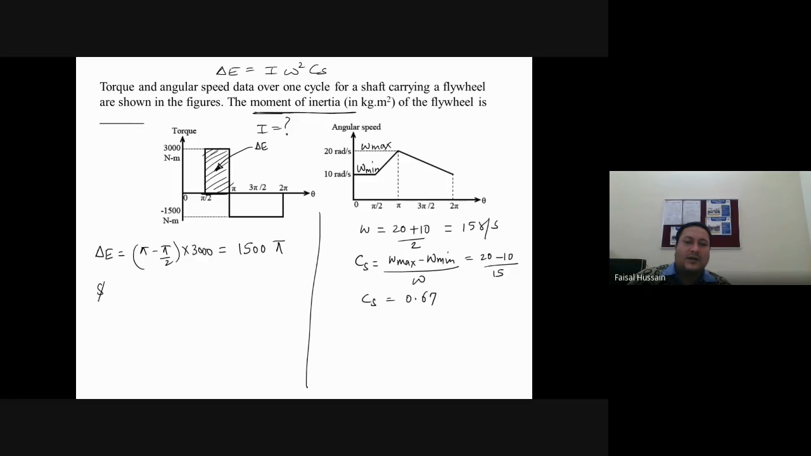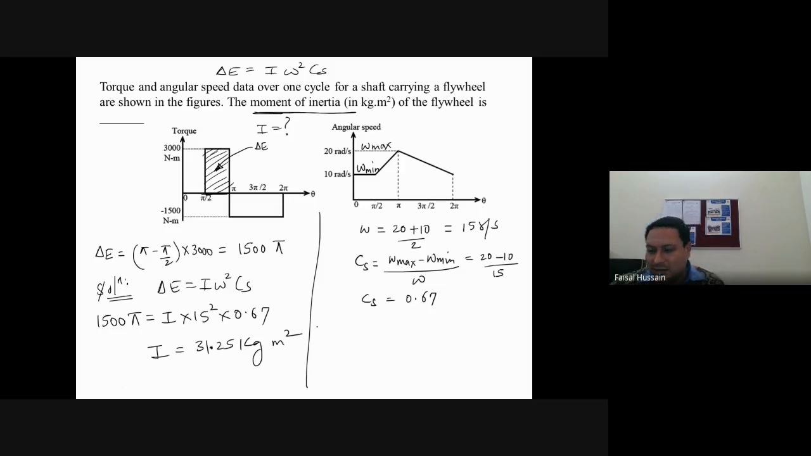Okay. Now let us go to the solution. And what is delta E? I omega square Cs. So delta E is 1500 pi. We have to find I. Omega is 15 square. Cs is 0.67. So from here the mass moment of inertia is 31.25 kg meter square. So here we have taken two to three problems related to flywheel also, and like this you can solve a number of problems.